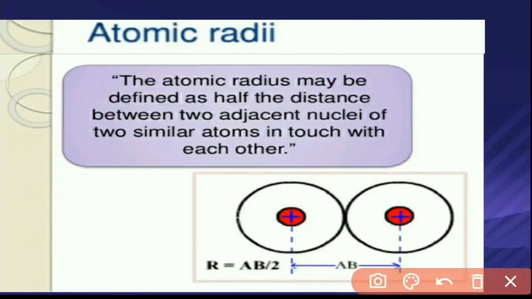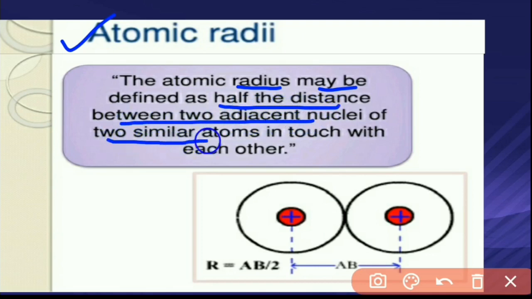First property is atomic radii. The atomic radius may be defined as half the distance between two adjacent nuclei of two similar atoms in touch with each other. We can understand this by this diagram. Here are two adjacent similar atoms and these are the two adjacent nuclei. The distance between the two nuclei, and its half distance, we can say is the atomic radius.